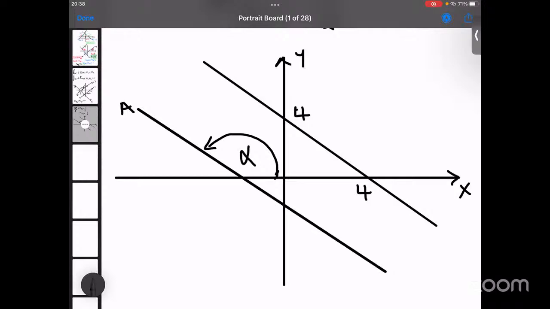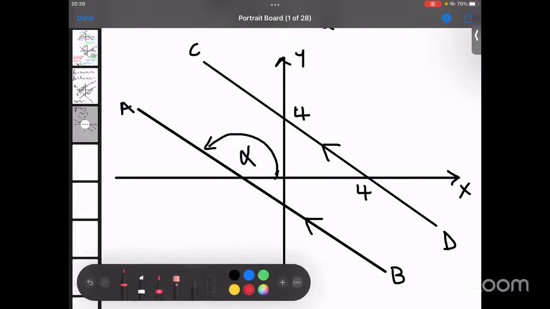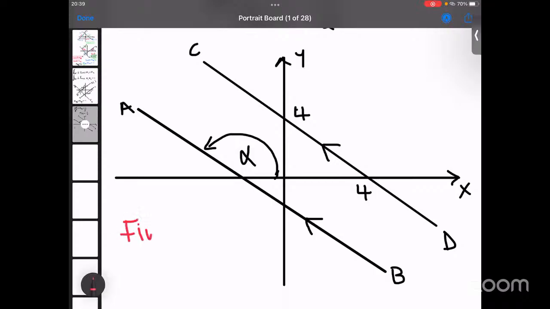Let's see, we are having A, B. This one is parallel to that. So that means AB is parallel to CD. This is how they said these things. And let's see that and that. Yes, here is the question. The question says, find alpha.